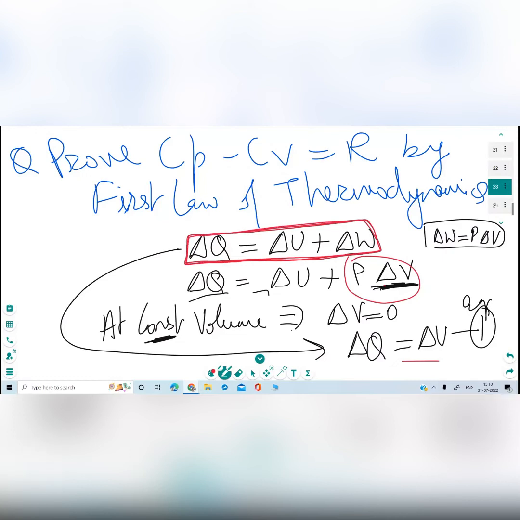Our question is, you have to prove Cp minus Cv equal to R by the first law of thermodynamics. So first we have quoted our first law. This is our first law. Now what we did is, when I changed this. You were saying something.